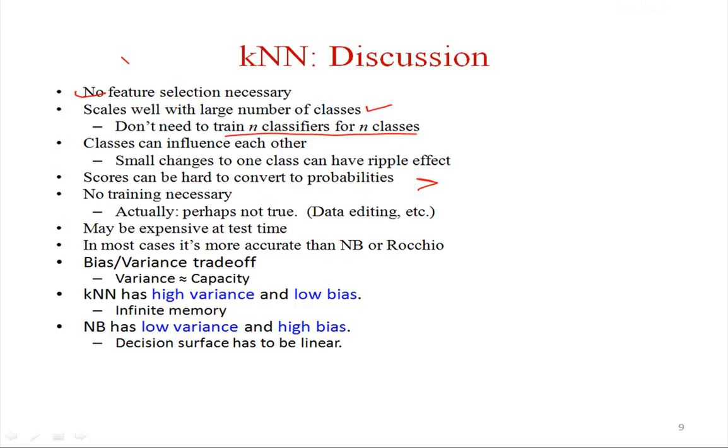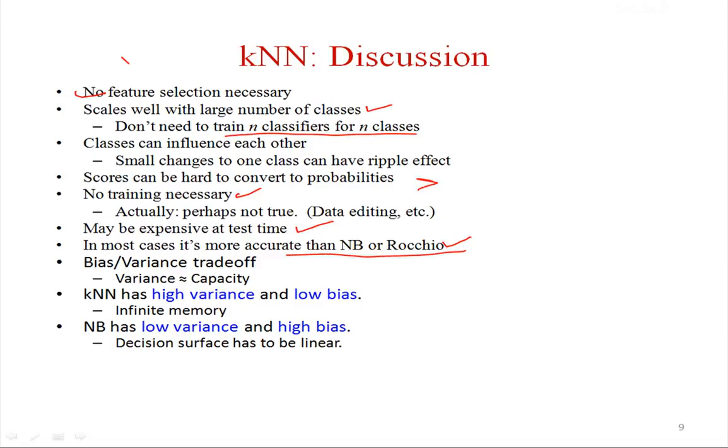No training is necessary, but actually we will apply a very small training session to pre-process the document, identify their classes and fix the value of k. It may be expensive at test time. In most cases it is more accurate than naive Bayes and Rocchio classifiers. This is one of the merits of the k nearest neighbor classifier.